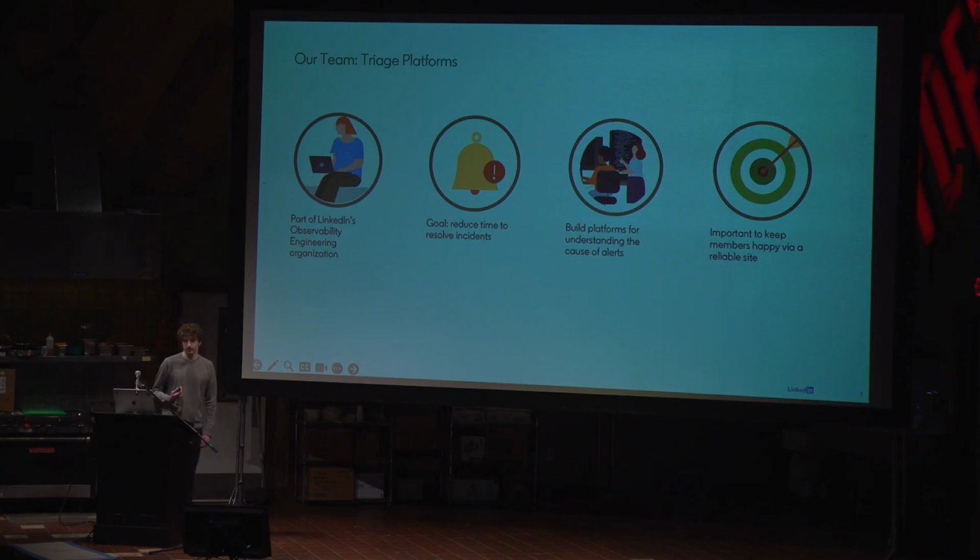So to start off, my team is called Triage Platforms. And we're part of the observability engineering organization at LinkedIn. Our goal is to reduce the time it takes for engineers to resolve incidents on the site. We want them to understand why their alerts are firing and help pinpoint what the cause might be. And we're driven by a mission to help keep the site running so people can find jobs, connect to opportunities, do all their thought influencing, that kind of thing. And so it's really important that we keep the site running and healthy.